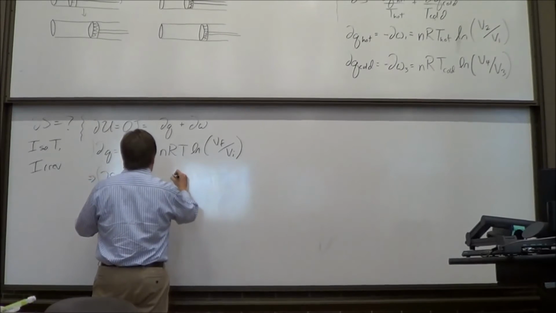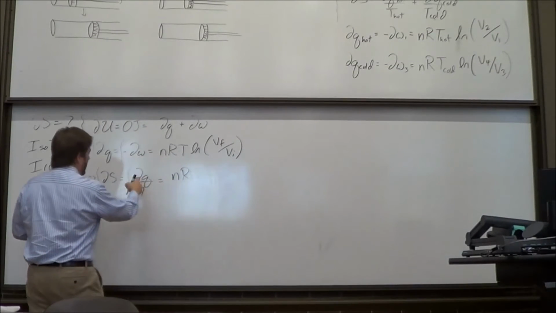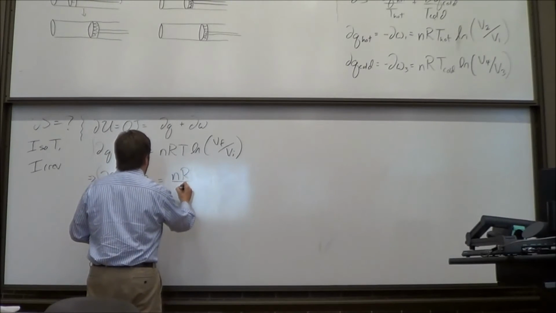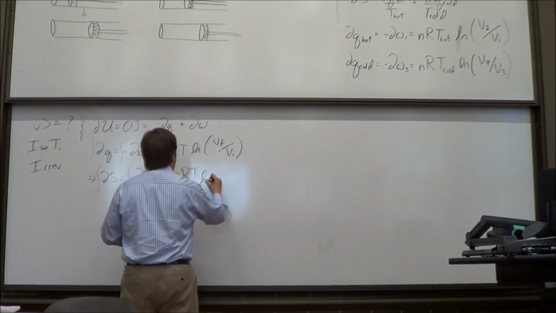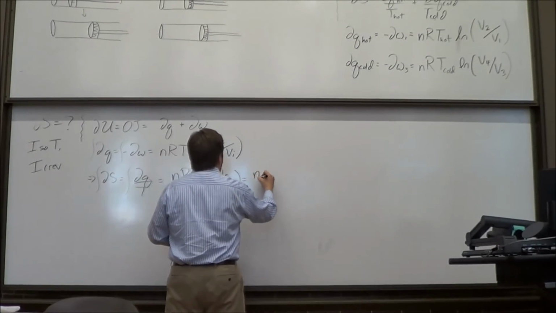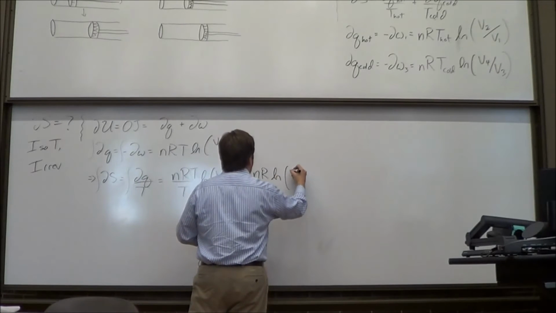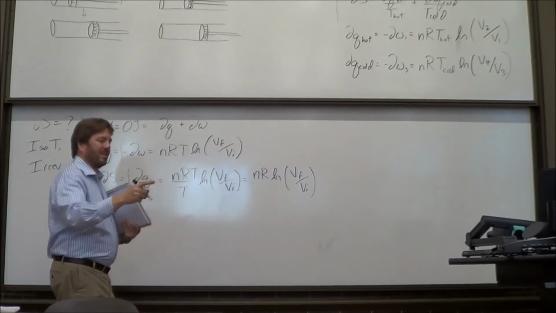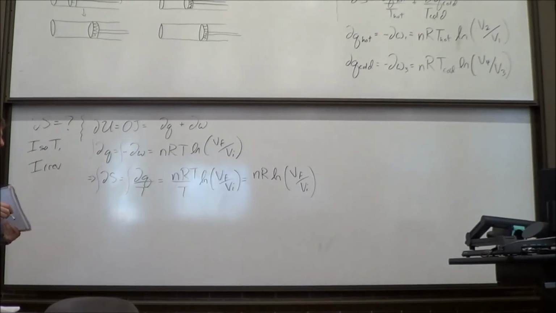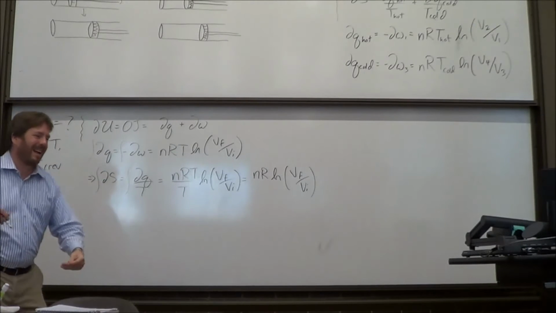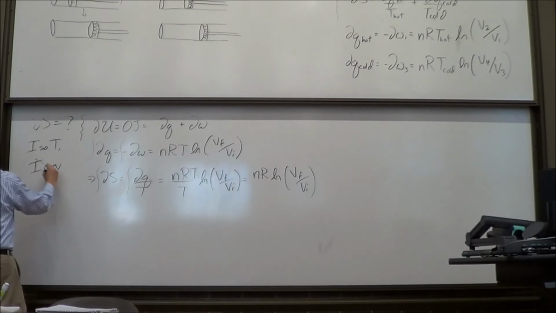Just 1 second. Okay, so the change. Remember, I'm hijacking work's equation for heat, nRT over T ln VF over VI. Okay, and that's nR ln VF over VI. Okay, could not be more simple. Question. Isn't that the formula for reversible work? Oh yeah, right, because you know what? It doesn't matter. It doesn't matter.